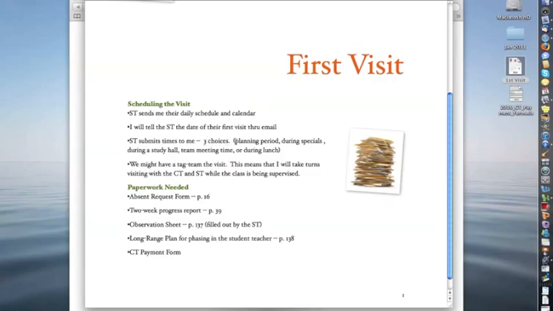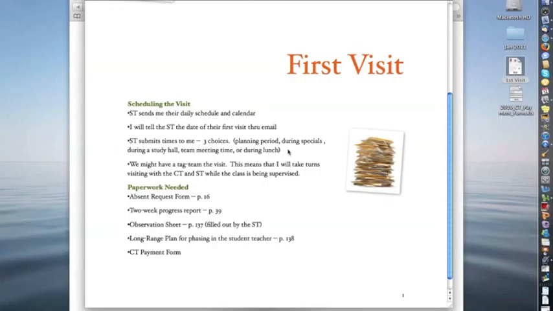Typically, we're looking for a time during a planning period, maybe during a recess or during specials if you're an elementary teacher, during a study hall, maybe during a team meeting time, or in some cases during a lunch. And certainly know and understand that it's perfectly fine for you to eat lunch as we are going through our meetings, if that happens to be the only time that we can meet based on everyone's schedule that I'm meeting with that particular day.